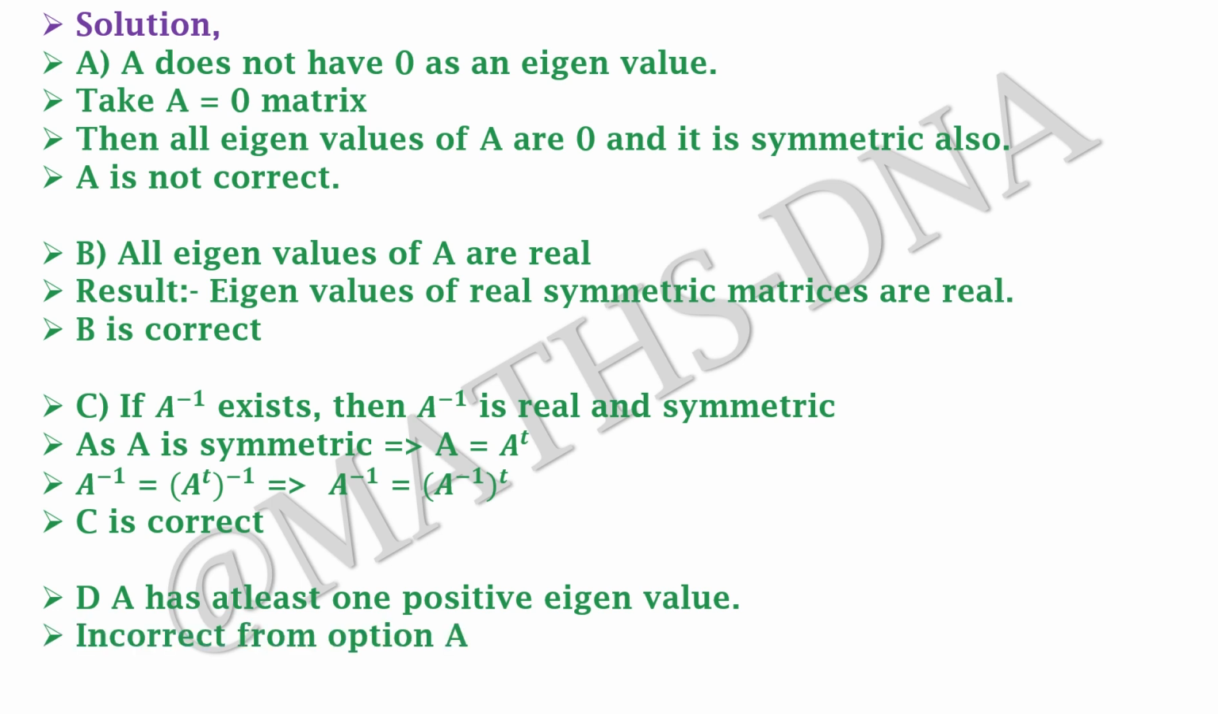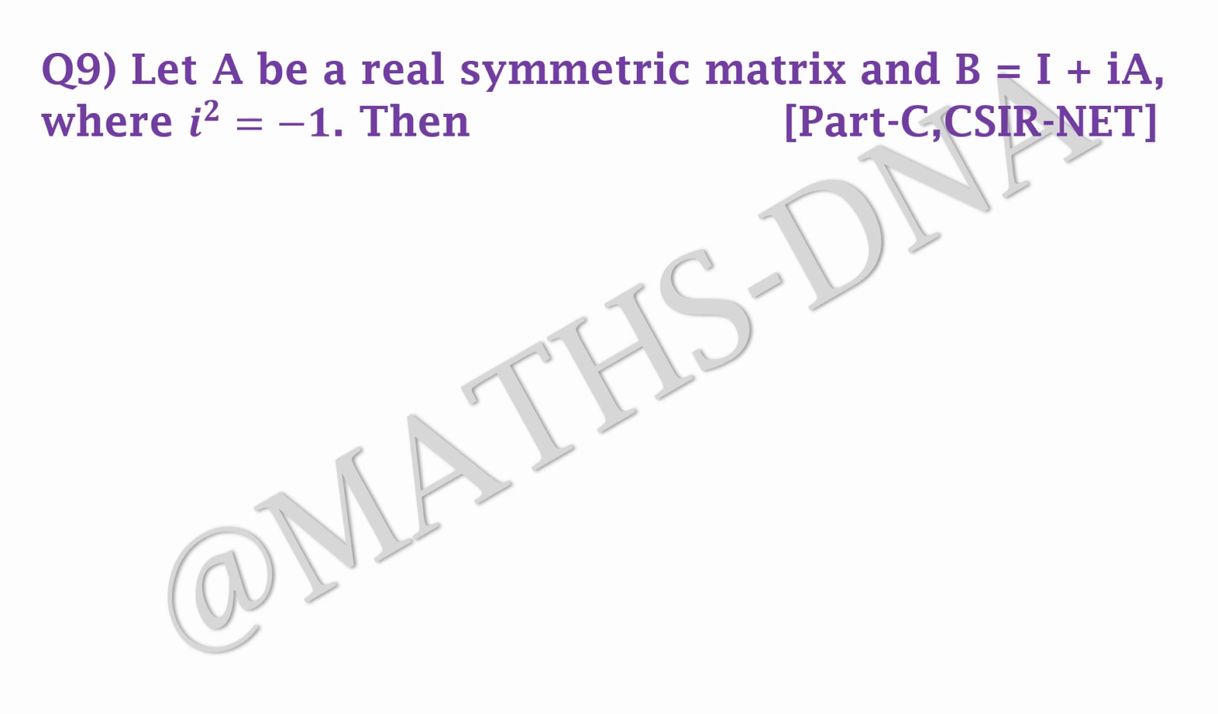Now this is incorrect because from option A we get that A has 0 as an eigenvalue, which is not positive. So the correct answers are option B and option C. A simple question. Now moving on to our ninth question.